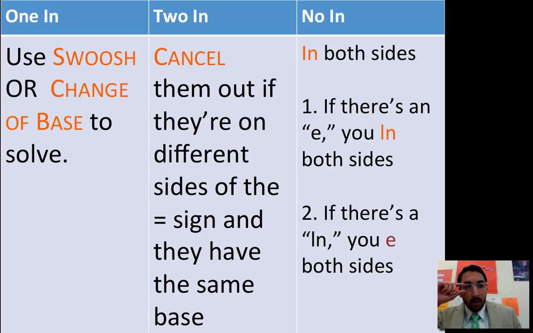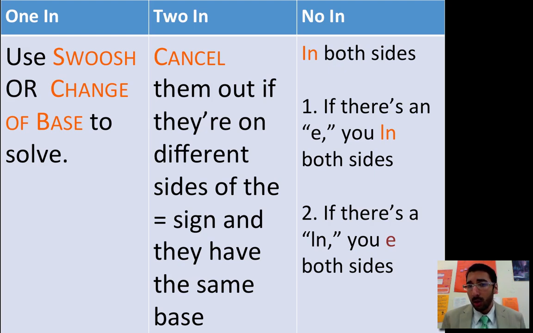All right, so we have on your worksheet a chart, and this is going to guide us through, like it did yesterday, on what to do if we have one natural log, two natural logs, or no natural logs. So if we have one natural log, then we're going to swoosh or change of base to solve. So we're going to do the inverse of natural log, we're going to do an exponential on both sides. If you have two natural logs, you can cancel them out if they're on different sides of the equal sign. If you only have one and one, you can cancel them out. And they have to have the same base. Well, if they're natural logs, they're obviously going to have the same base because their base is e.